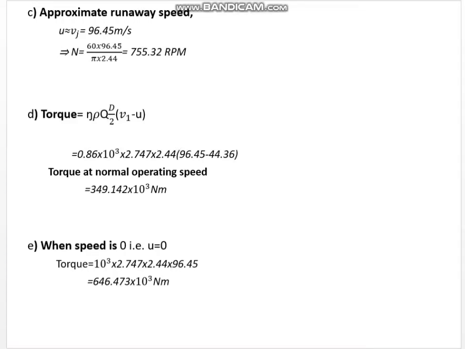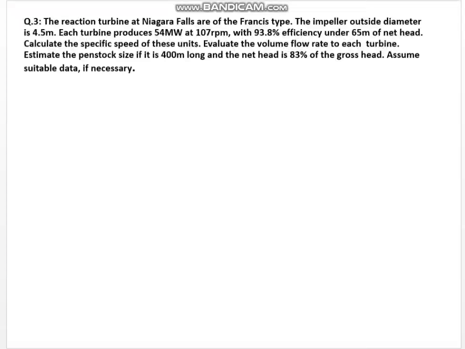Now the next question is: the reaction turbines at Niagara Falls are of the Francis type. The impeller outside diameter is 4.5 meter. Each turbine produces 54 megawatt at 107 RPM with 93.8% efficiency, 165. Calculate the specific speed of these units.